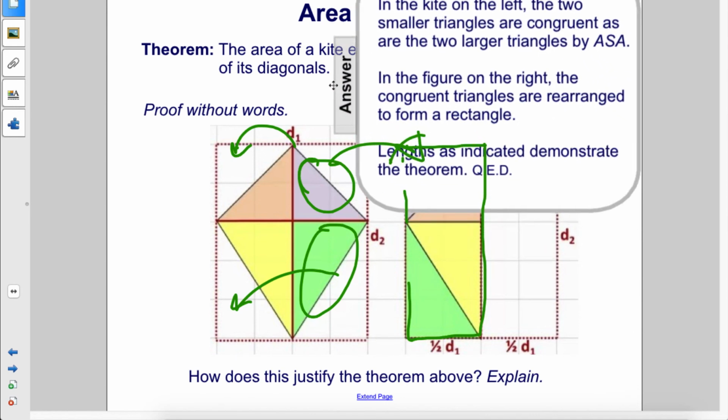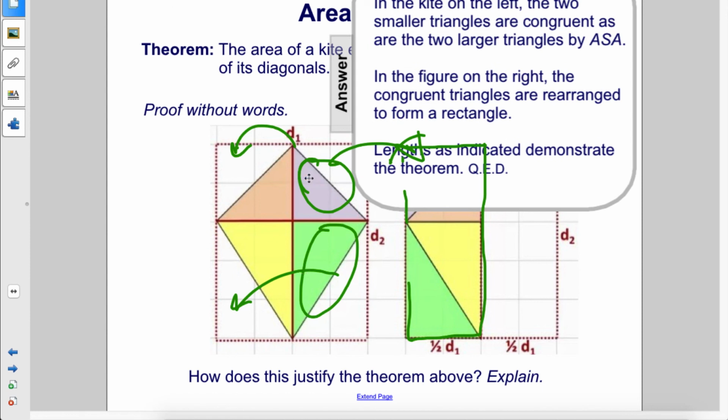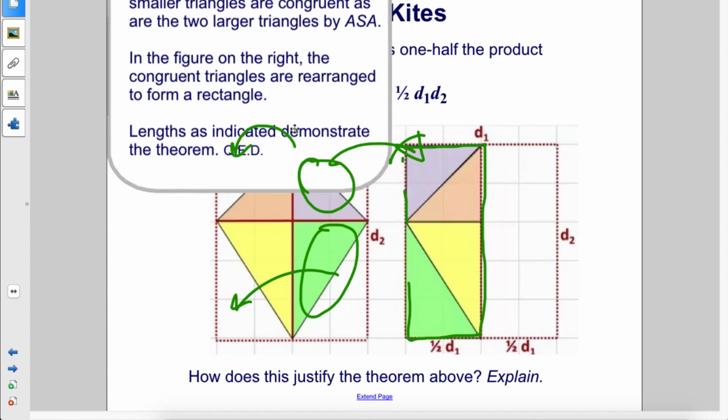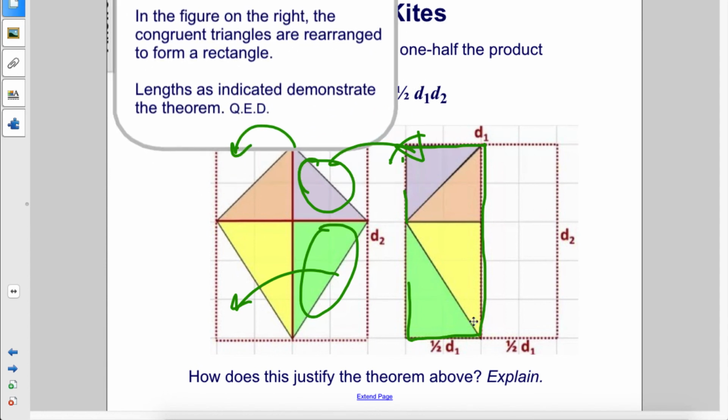In the kite on the left, the two smaller triangles are congruent, as are the two larger triangles by ASA. In the figure on the right, the congruent triangles are rearranged to form a rectangle. Lengths as indicated demonstrate the theorem.